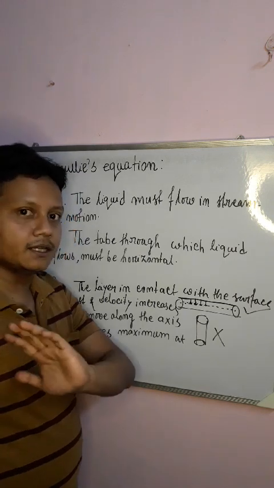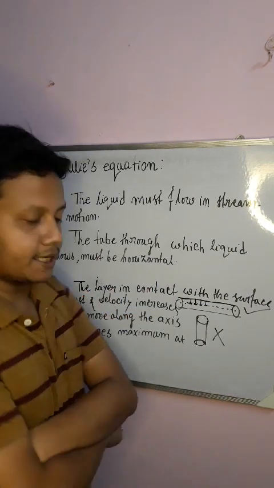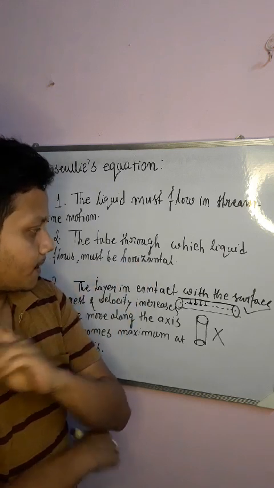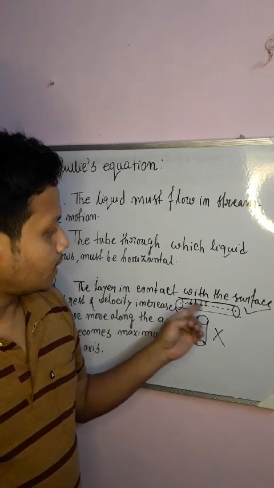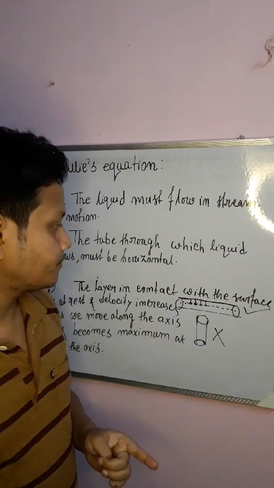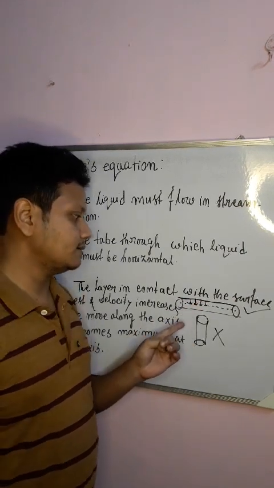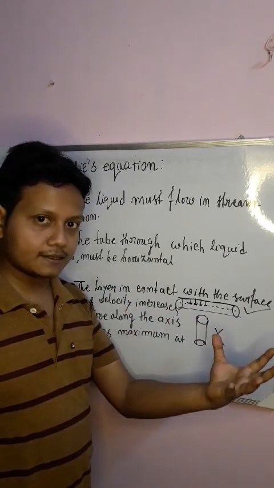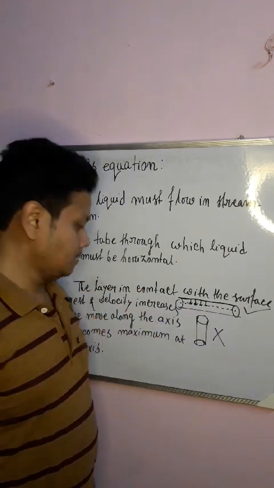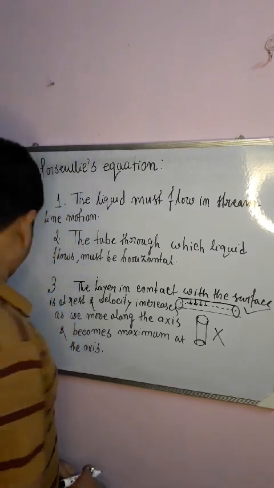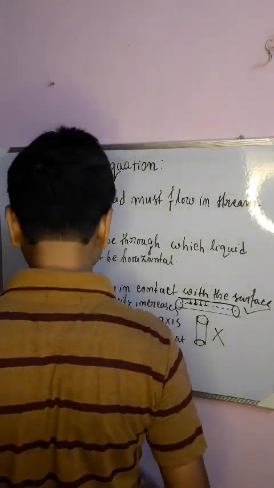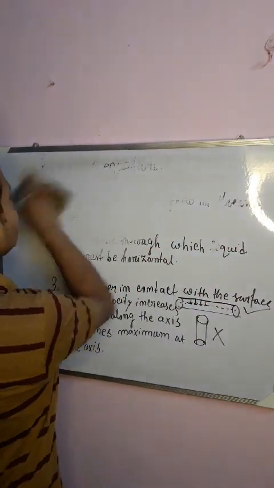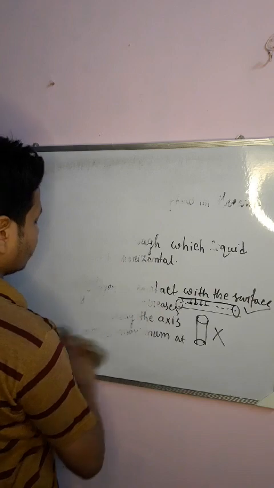At first the liquid flows in streamline motion, then the tube through which the liquid flows must be horizontal, and the liquid layer in contact with the surface of the tube is at rest, and the velocity of the layer increases as we move along the axis and becomes maximum at the axis. So these are the few assumptions which we use while discussing Poiseuille's equation for streamline flow of liquid.